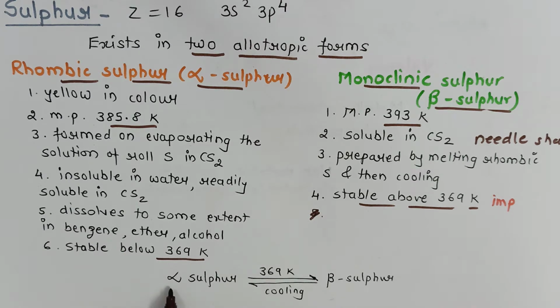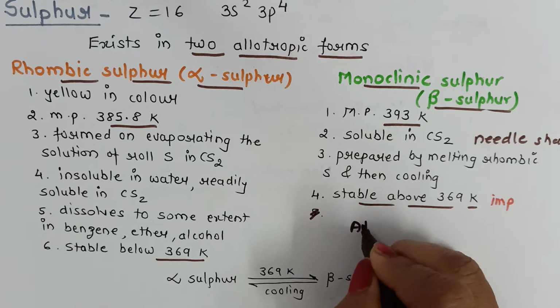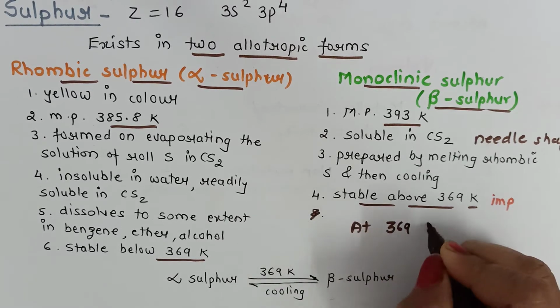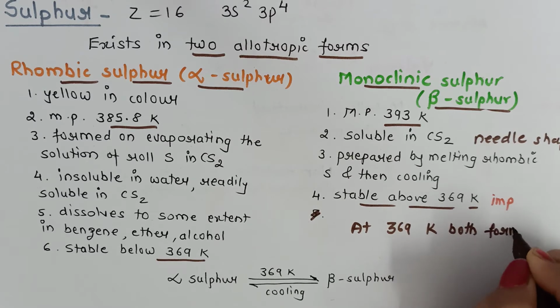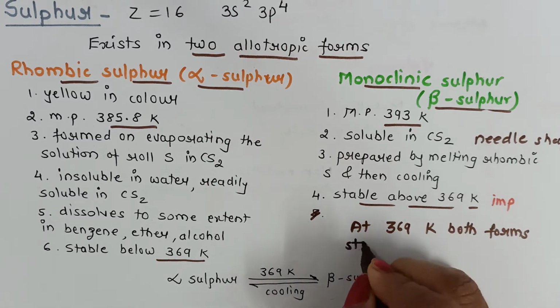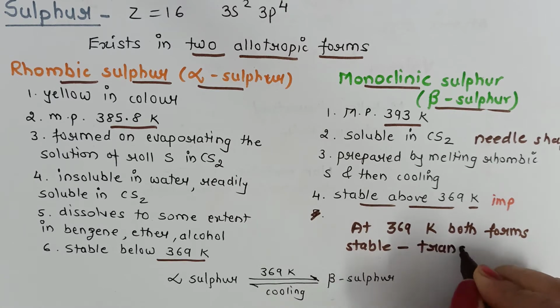So alpha sulfur, when it is heated above 369 Kelvin, forms beta sulfur, and beta sulfur, when it is cooled below 369 Kelvin, forms alpha sulfur. But at exactly 369 Kelvin, both forms are stable. And this temperature is called the transition temperature.